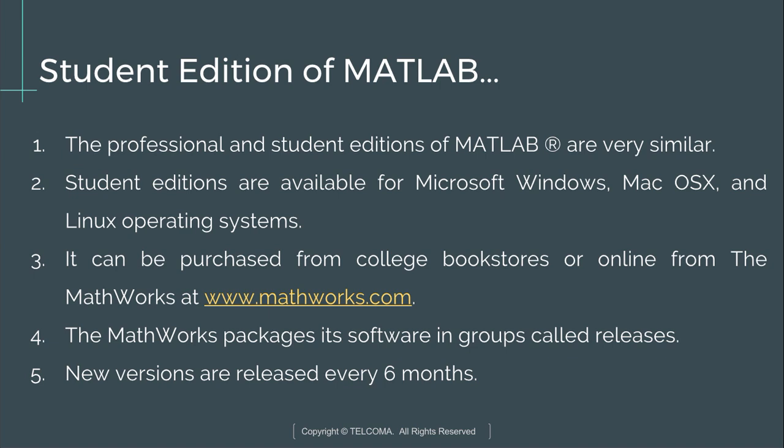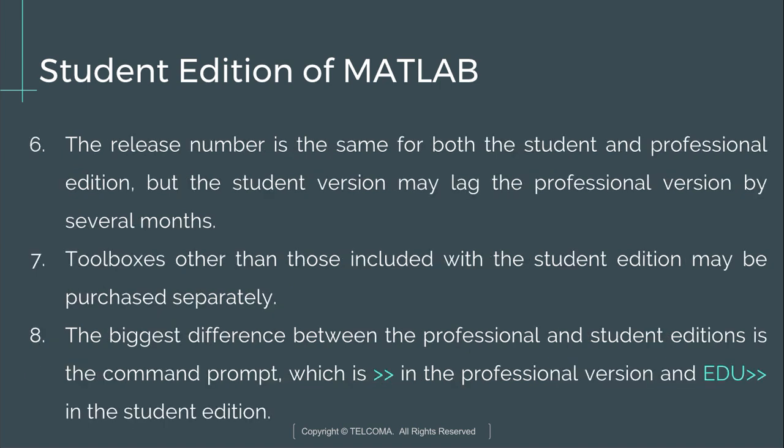New versions are released every 6 months. The release number is the same for both the student as well as professional edition, but the student version may lag the professional version by several months. Toolboxes other than those included with the student edition may be purchased separately. The biggest difference between the professional and student editions is the command prompt.